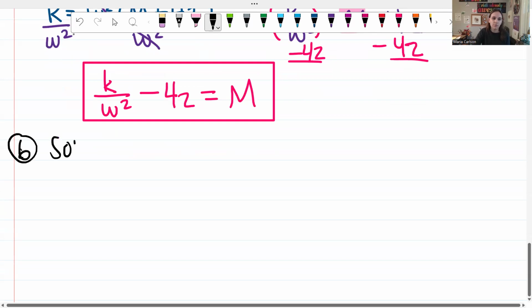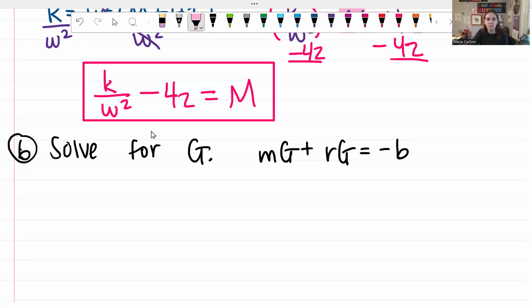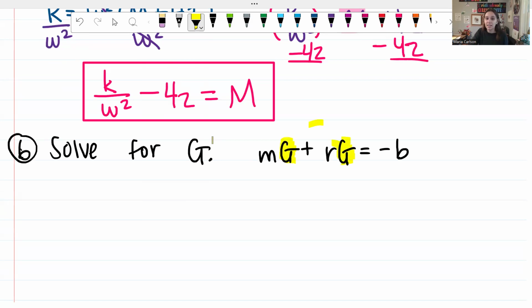We are going to solve for G. So the equation is M times G, capital G, plus R times capital G is equal to negative B. And I want you to notice that this G is in not one, but two terms. So I can actually take this and I can factor the G out of this equation. So I'm gonna, again, write it down here.